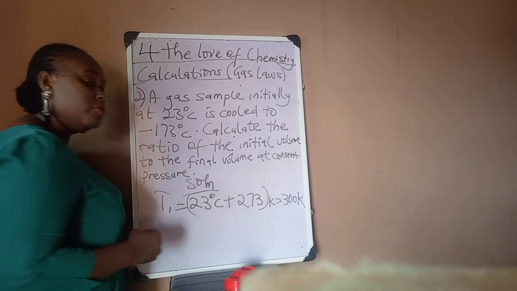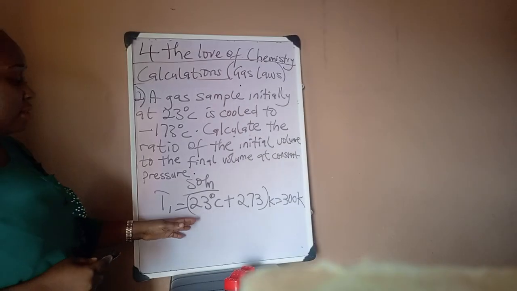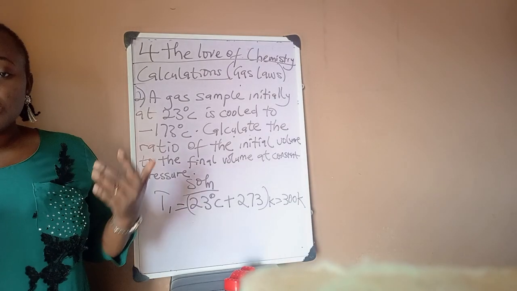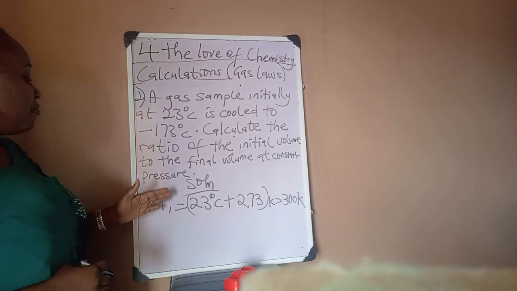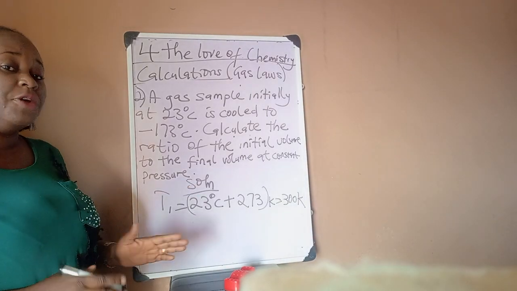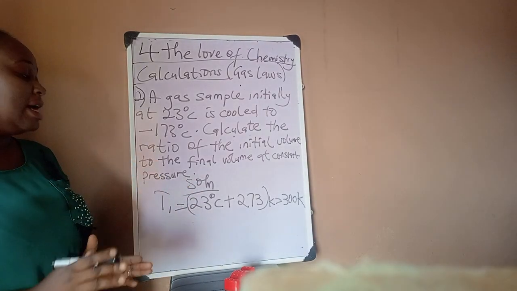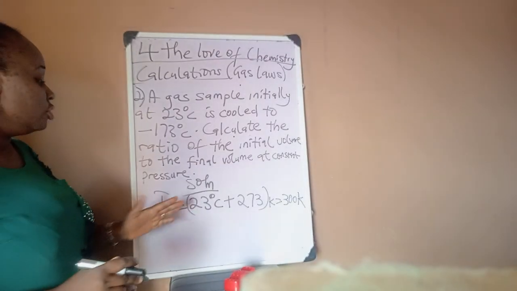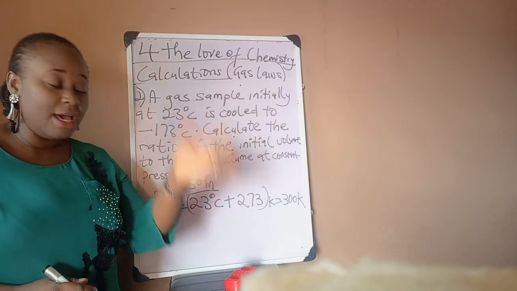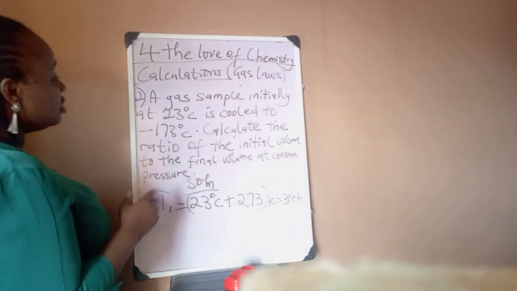You don't solve your gas law questions using degrees Celsius. You solve it in Kelvin. And for you to convert degrees temperature to Kelvin, you add 273. So once you add 273 to degrees Celsius, you have your temperature in Kelvin. All right, that's for T1.